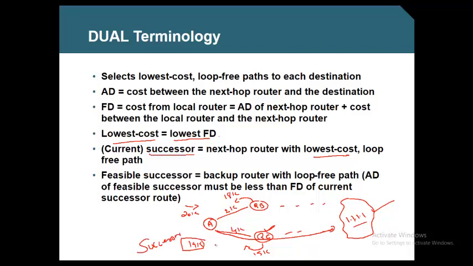You understand successor? The path which is a winner, the path which is elected, the path which has got low cost, the path which has got low FD. FD is nothing but what? Total distance. The path which has got low FD is the elected path. What is the name for the elected path? Successor route. Successor path. So this path, because this is the lowest one, definitely there cannot be a loop.